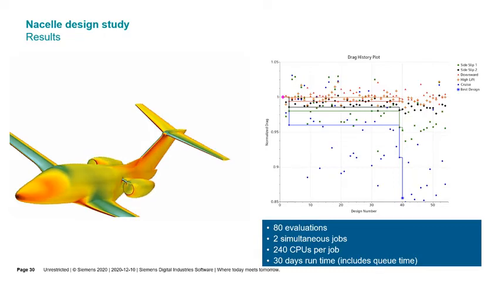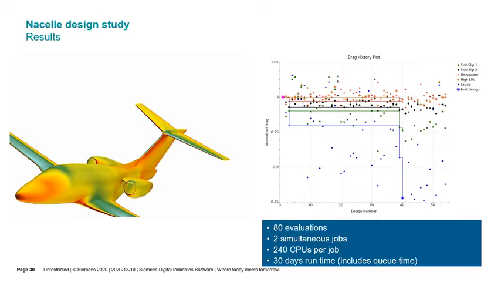We ran 2 simultaneous designs at a time, and each of those was occupying 240 CPUs, for a total of 30 days of runtime. A significant investment. I should comment that this included the queue time. The high performance computing cluster that was used for this is very busy, so there was a fair amount of queue time. We weren't able at the end of the study to go back and determine the exact wall time across all of the different jobs. Let's go back one more slide here.